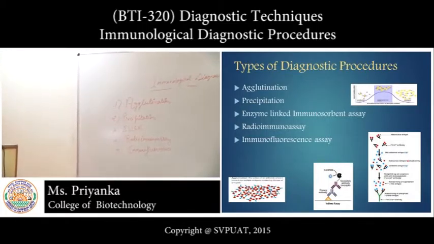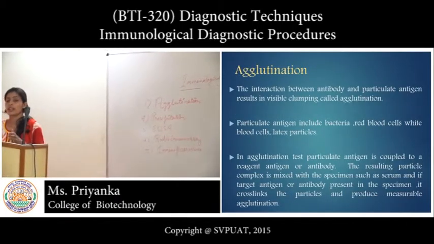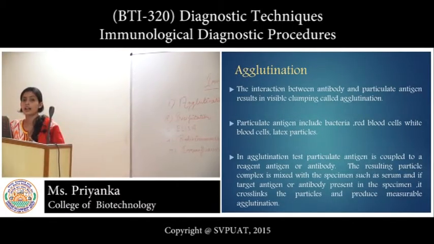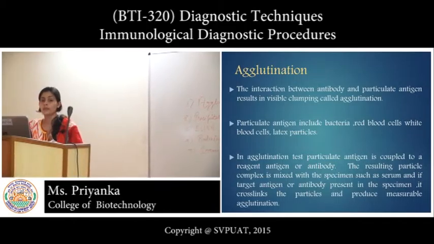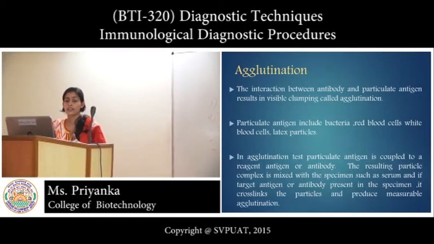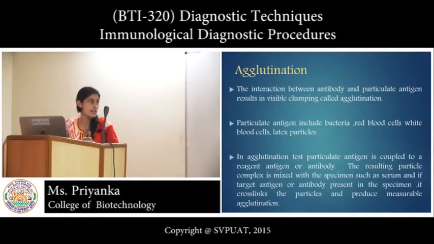That is agglutination. First, what is agglutination? Agglutination is a reaction between a soluble antibody and a particulate antigen. In agglutination, when antigens and antibodies interact with each other, a visible clumping forms. So, what is clumping? When a particulate antigen and an antibody in soluble form interact with each other, the cross-linking between antibodies forms a visible clumping, which is called agglutination.